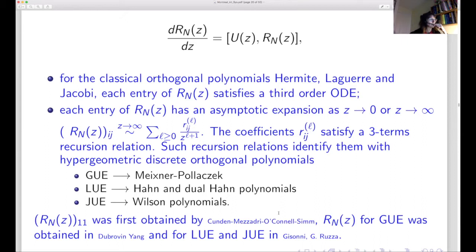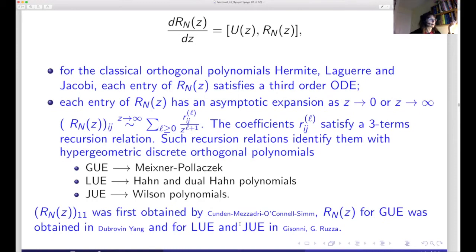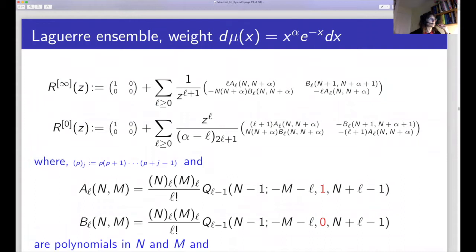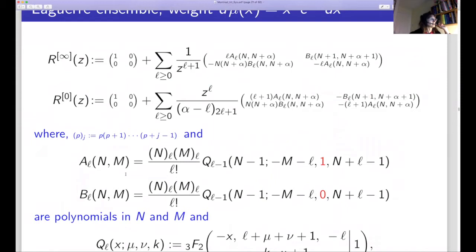Okay, so now once you have this structure, let me do an example for the Laguerre, how it looks like. So for the Laguerre ensemble, we have a parameter alpha, where the real part has to be positive. And so the expansion at infinity, at zero, has this form here, where we have two coefficients, AL and BL, which are given here. And so this is the Pochhammer symbol, and this is the Pochhammer symbol to the n, and this is QL.